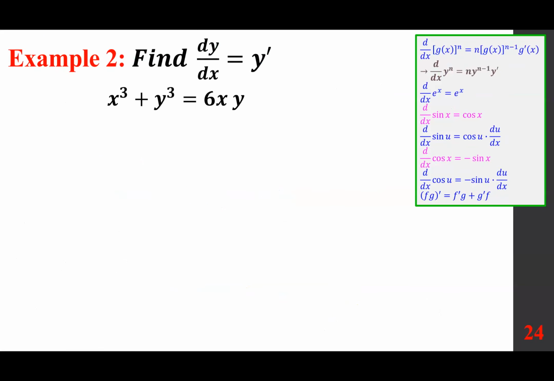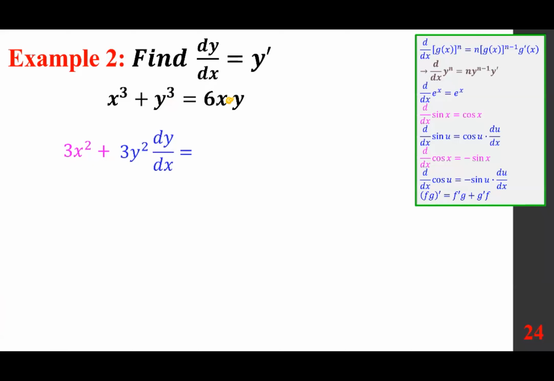We want to find dy dx or y prime. Again, I remind you that the advantage of dy dx is that it's telling you that x is the independent variable. So x cubed, 3x squared. Y cubed, take a look at what I wrote here, which is the extended power rule. Y to the power of n gives you n, y to the power of n minus 1 y prime. So it gives you 3y squared dy dx or y prime, makes no difference.